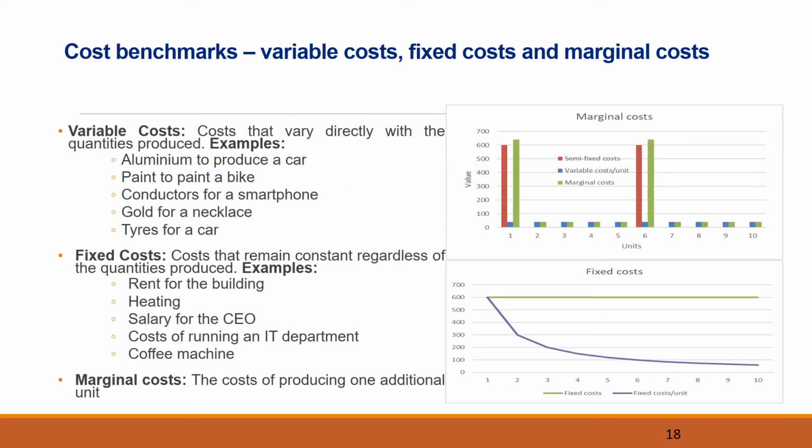But what do we mean when we distinguish between variable and fixed costs? Variable costs are costs that vary directly with the quantities produced.